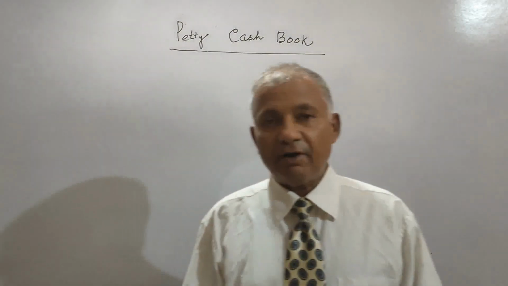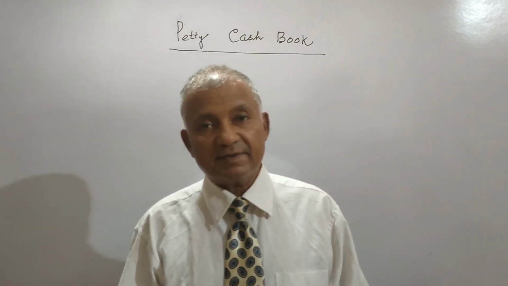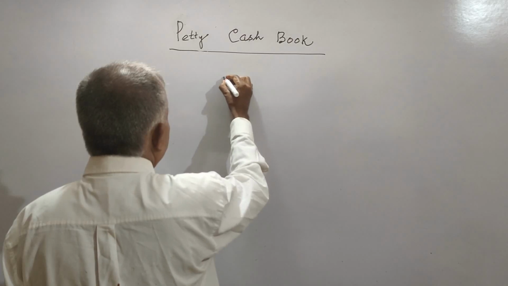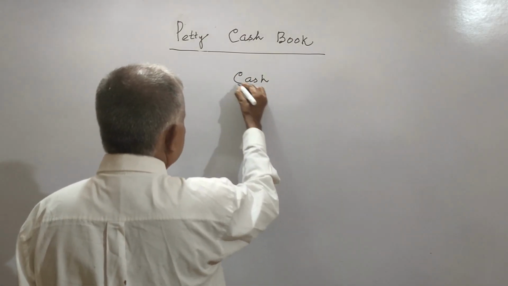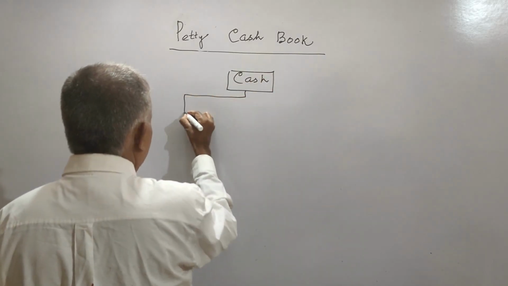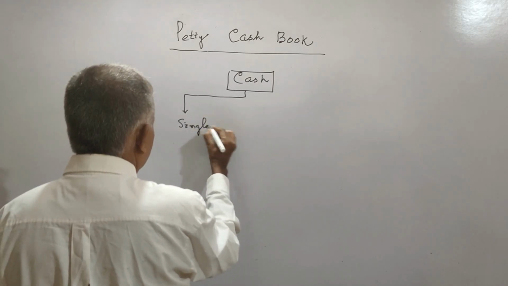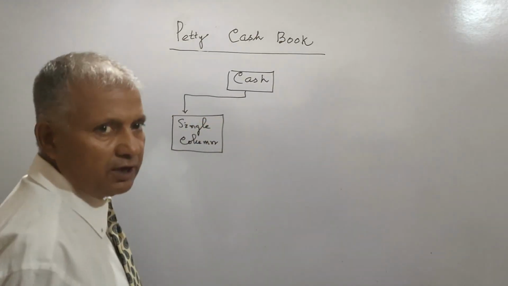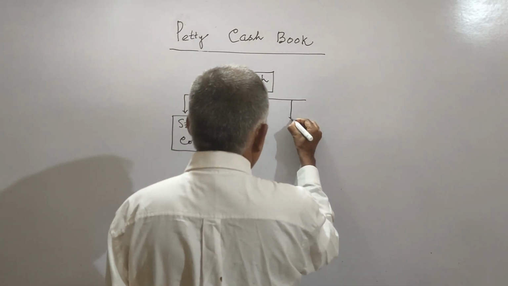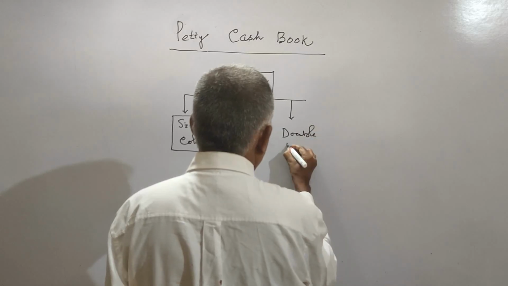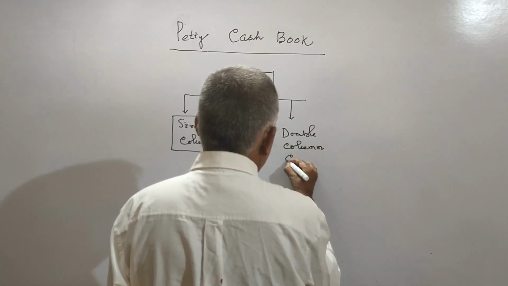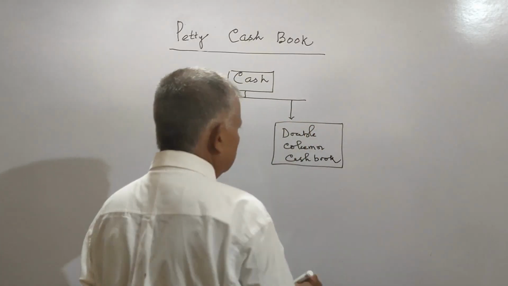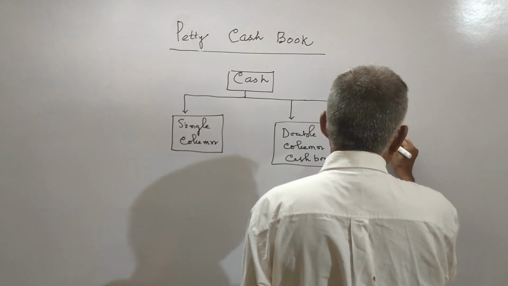Dear friends, I have come to you with a new concept on cash book, that is your petty cash book. All of you so far know that your cash book consists of your single column cash book, with and without discount, double column cash book, and another one is your triple column cash book.